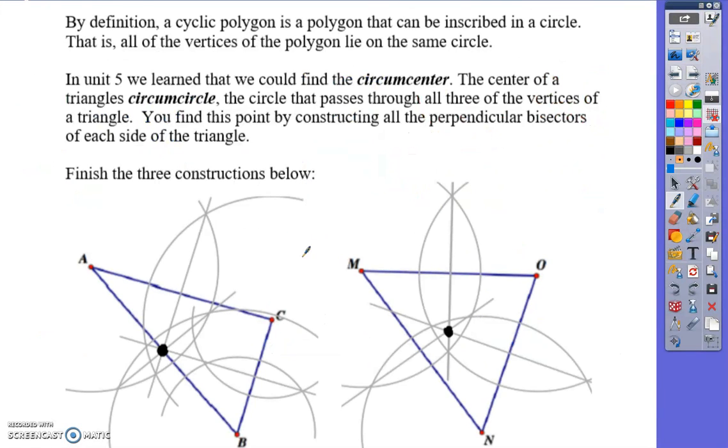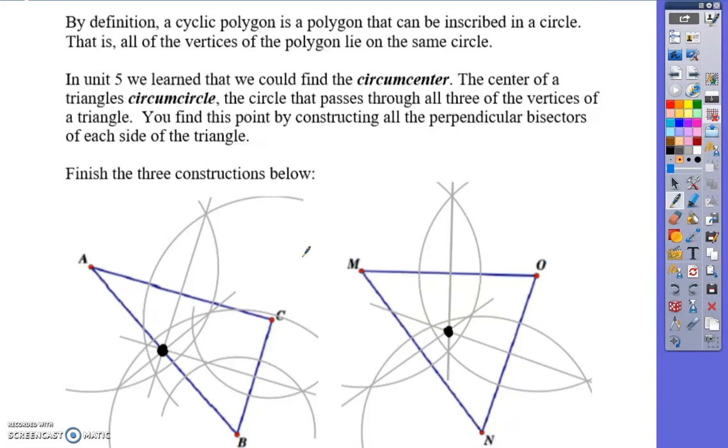Moving on. So today we're going to be talking about cyclic polygons. Cyclic means cycle, and a polygon, of course, is an object with 3 or more sides. And a cyclic polygon can be inscribed inside a circle. In Unit 5, we learned about finding the circumcenter, the orthocenter, the centroid, and the incenter. I don't know if we spent a lot of time on the orthocenter, if we even talked about it, but it's neither here nor there.